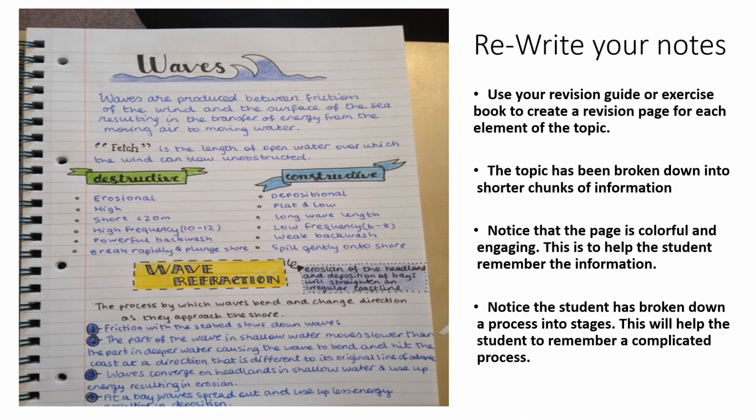One final revision technique I'm just going to run through. It's probably the most simple, and that is rewriting your notes. So using your revision guide or your class notes to create a revision page for each element of the topic. You'll see on this example that the topic has been broken down into smaller chunks of information. So the student has got a heading, waves, and then the student has split it into destructive, constructive waves, wave refraction with bullet points underneath.